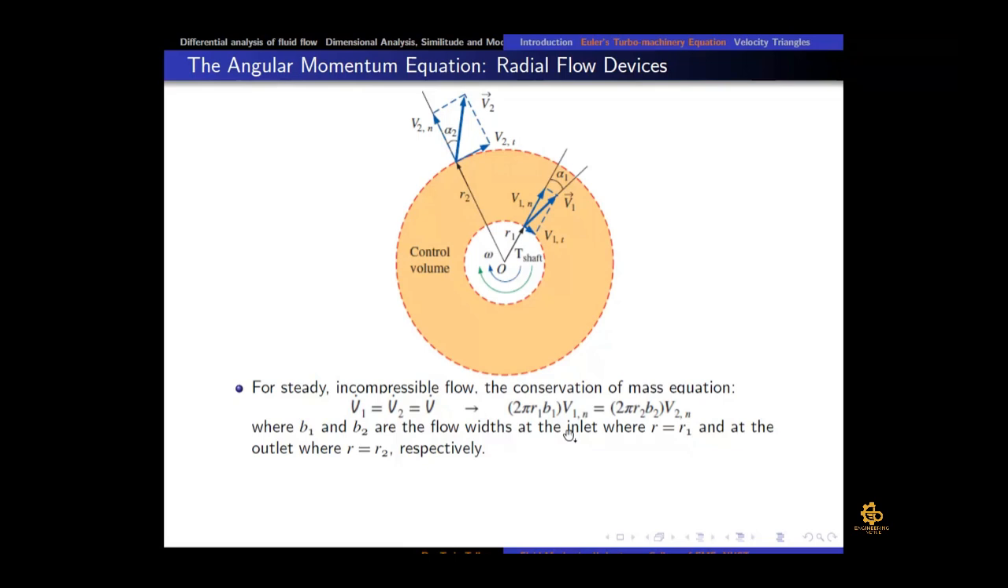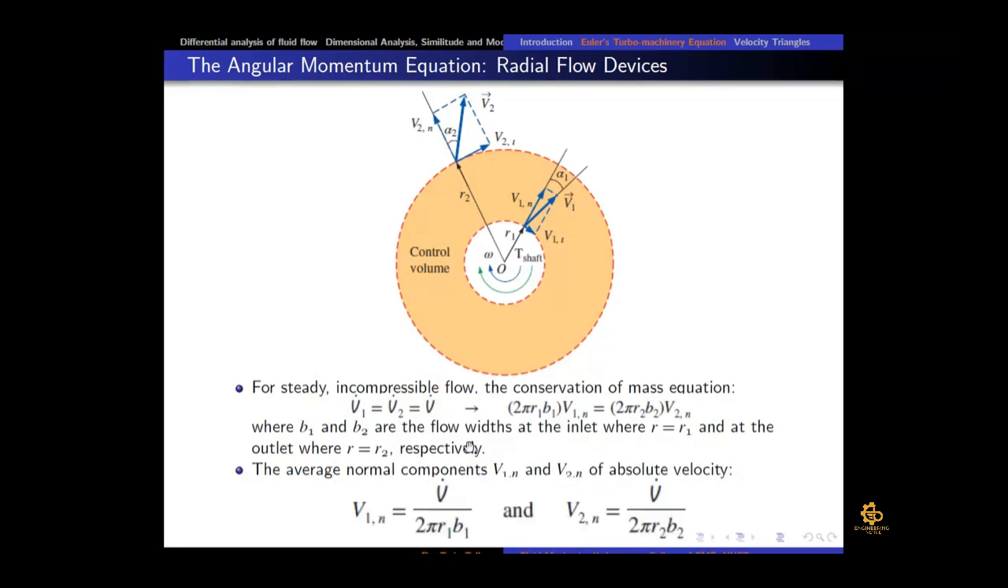And then V1n would be equal to V dot upon 2 pi R1 B1, and similarly V2n. If we know the volume flow rate and the numerical parameters R1 and B1, we can calculate V1n and V2n, which are responsible for the mass flow rate through that pump.